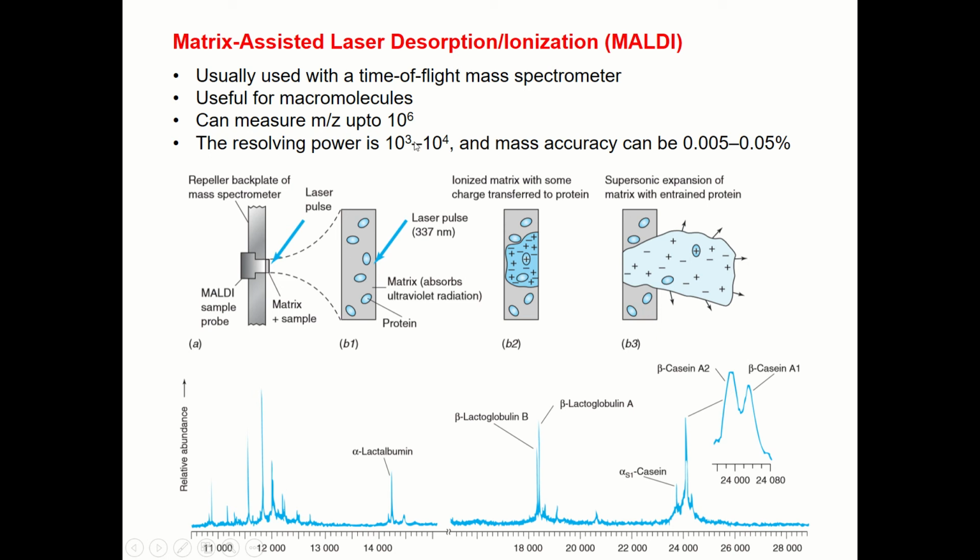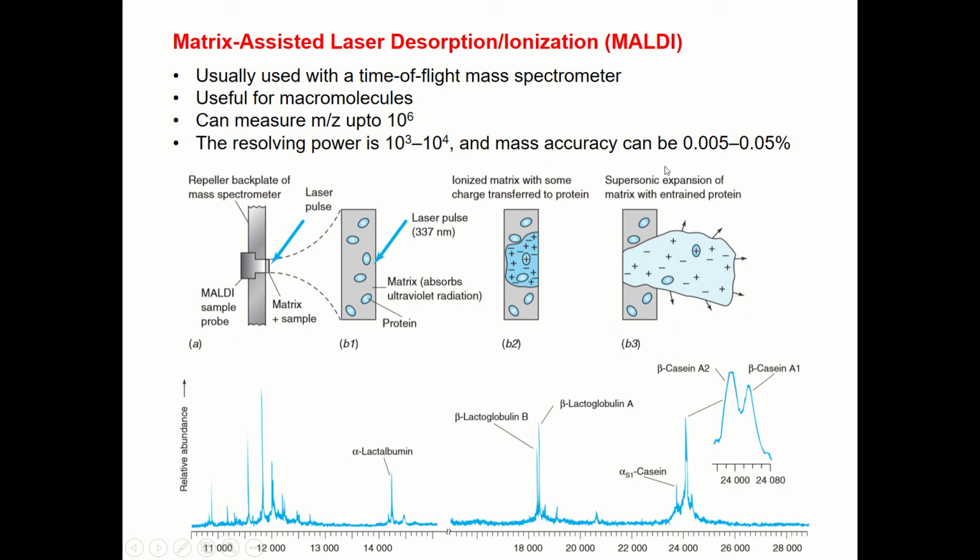This high mass is not easy to detect, but with this technique it's actually very easy to know the molecular mass. The detection method is usually time of flight, so we call it MALDI-TOF. Time of flight, TOF, is the usual term. The resolving power is 1000 to 10,000, and mass accuracy can be 0.005 to 0.05%. Actually, it is very accurate.